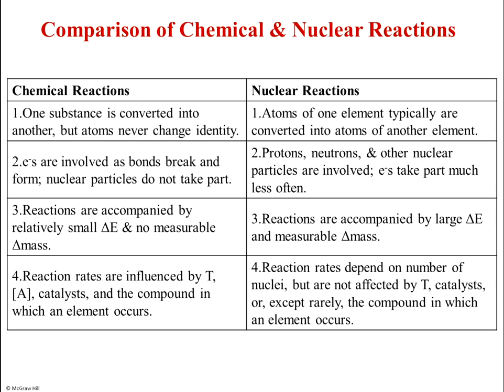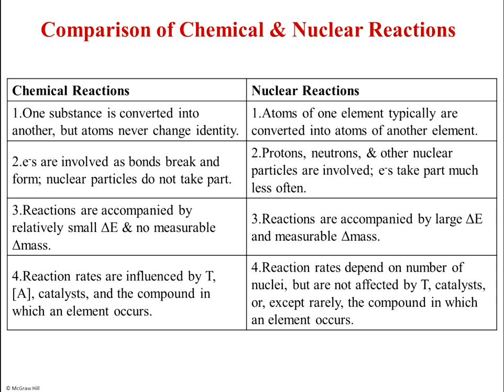In a chemical reaction, reactions are accompanied by relatively small changes in energy, maybe tens to hundreds of kilojoules per mole, and maybe for the highest energy ionic bond breaking 1,000 kilojoules per mole. And there are no measurable mass changes in the atoms themselves. In nuclear transformations, we see reactions are accompanied by very large energy changes, which can be on the order of billions of kilojoules per mole, and the mass changes are measurable.